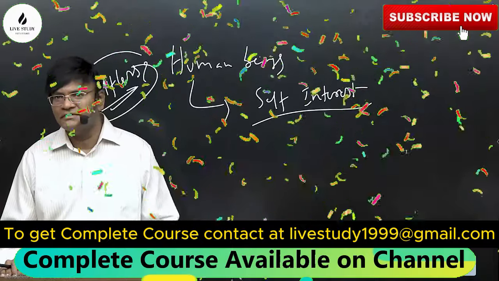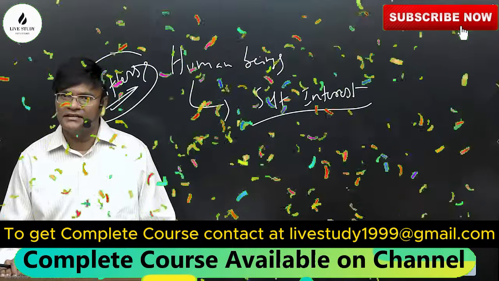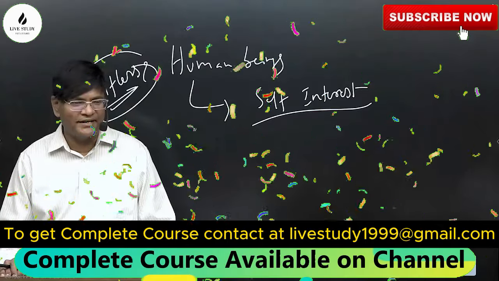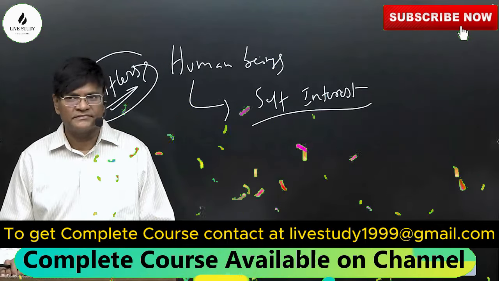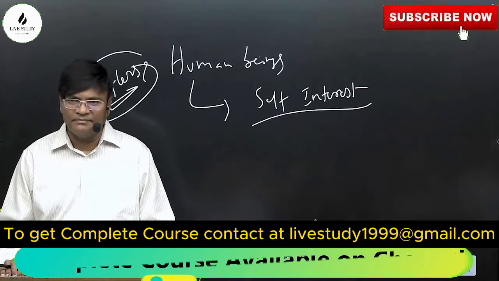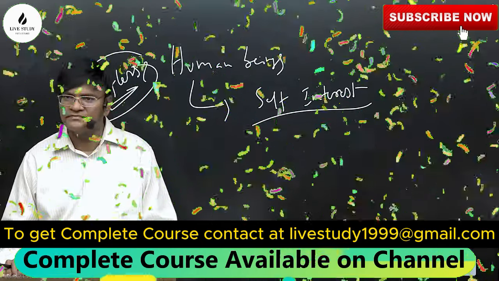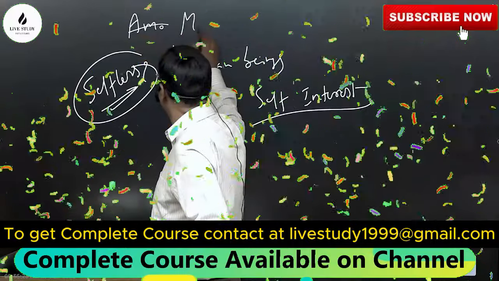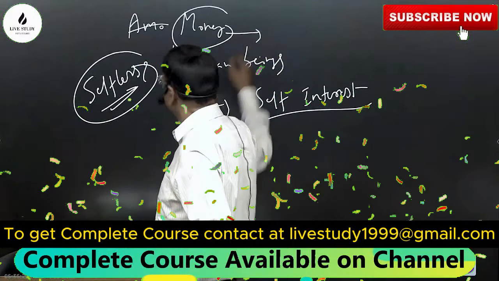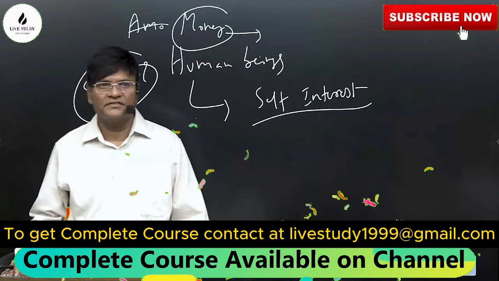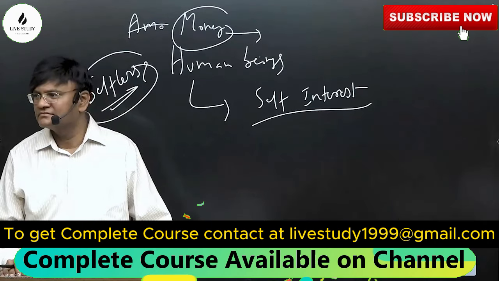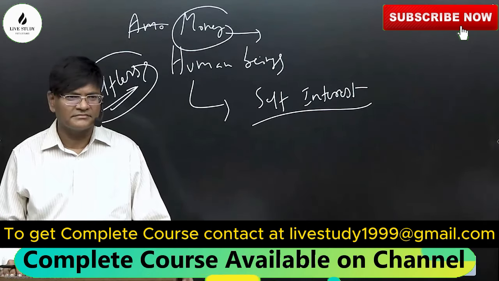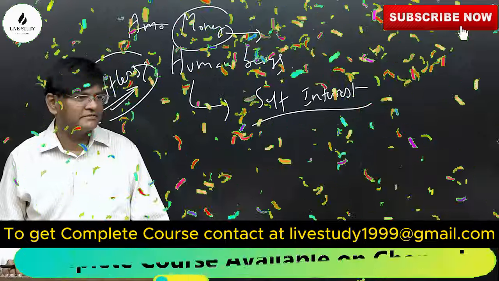And what is the problem here? The problem here is that there is no saturation point for this self-interest. There is no limit. For example, if I ask you the question, how much amount of money that you want for the rest of your life?